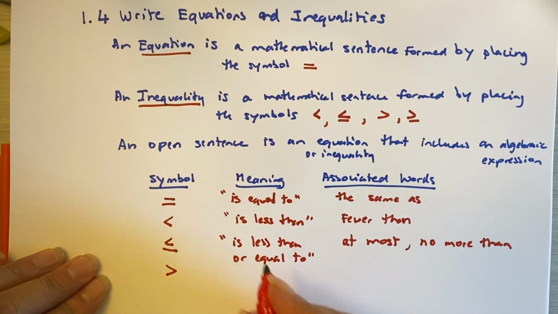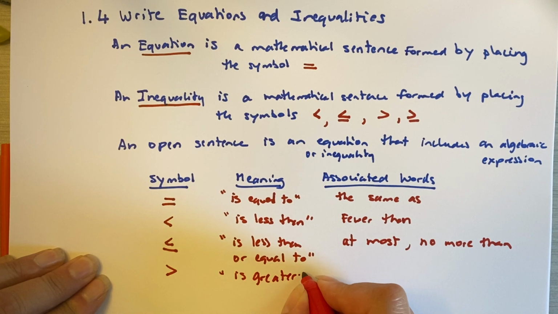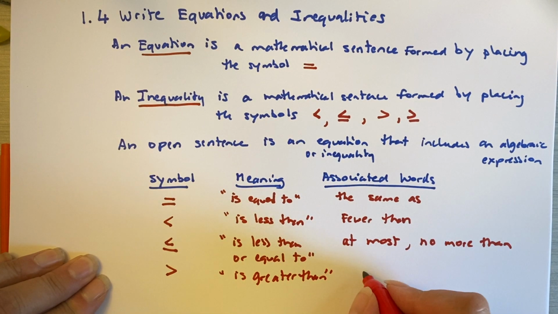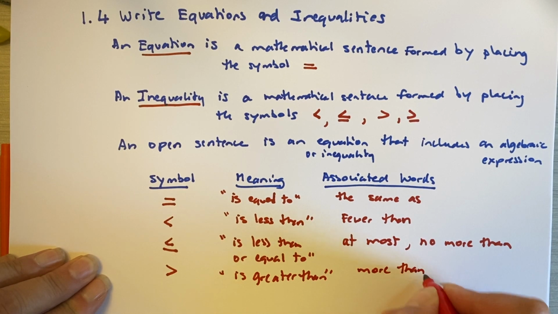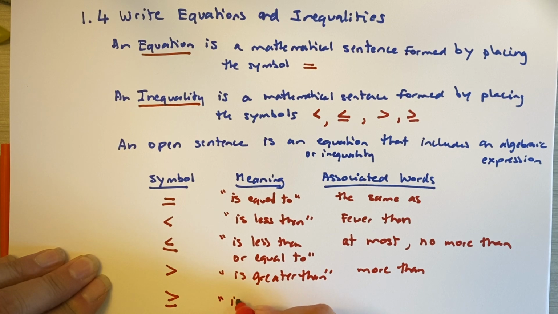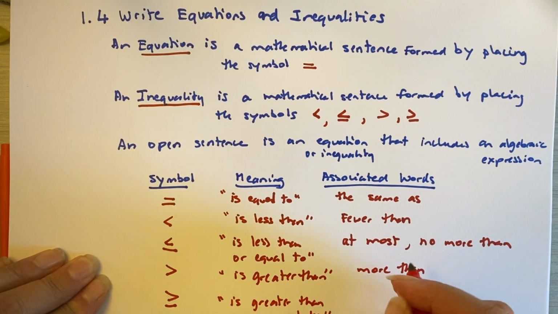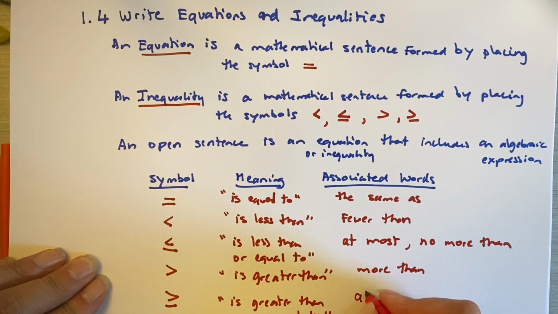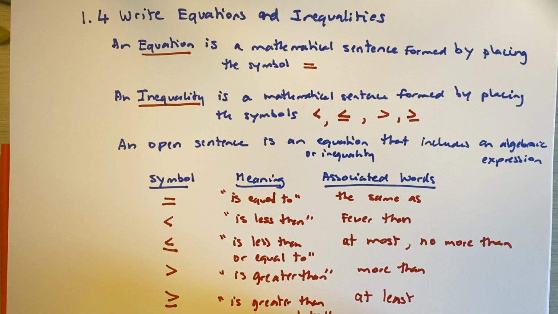Okay, we're going to have greater than. And again, this does mean is greater than. But you'll often see more than. And if you have greater than or equal to, associated words that you'll often see are at least. If we say it's at least going to be 70 tomorrow, that means it's going to be equal to 70 or greater than 70. If it's at least 70, it will be 70 or more than 70, greater than or equal to.